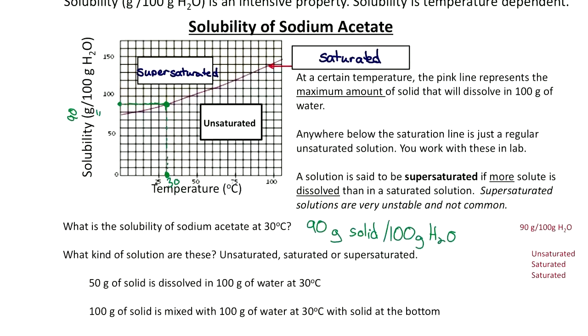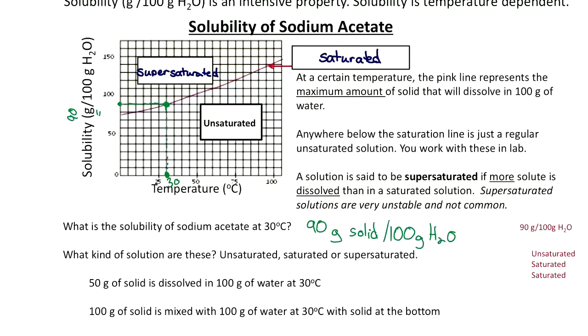Okay, so let's use this graph and determine where on this graph these points are. Let's say we dissolve 50 grams of solid in 100 grams of water. What kind of solution is that? Where is it on the graph?